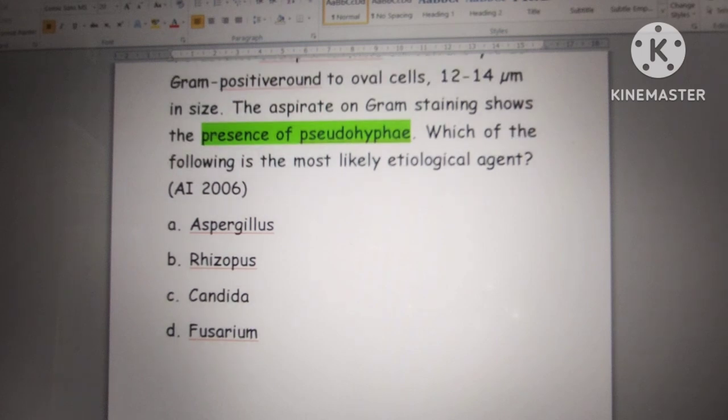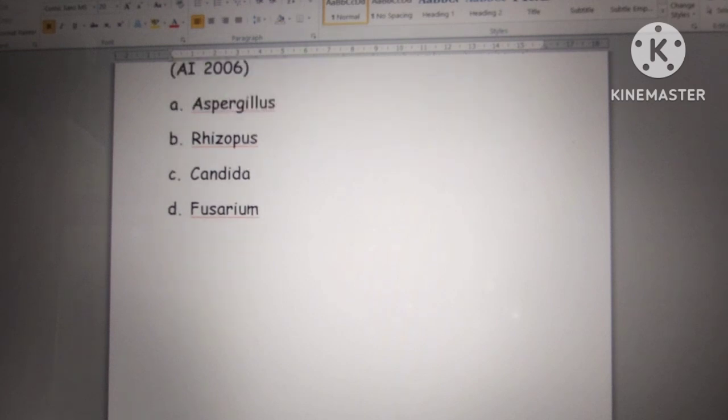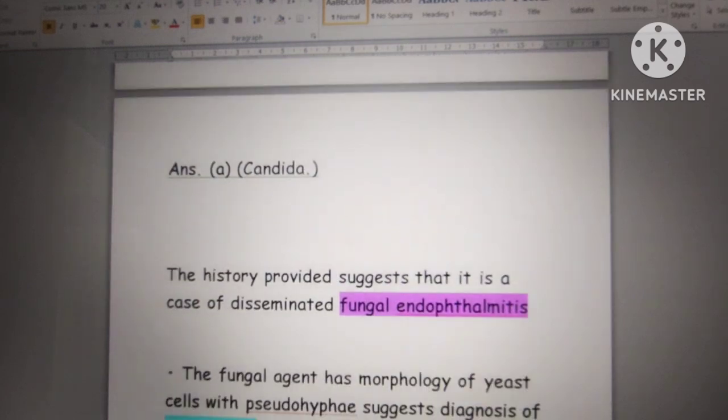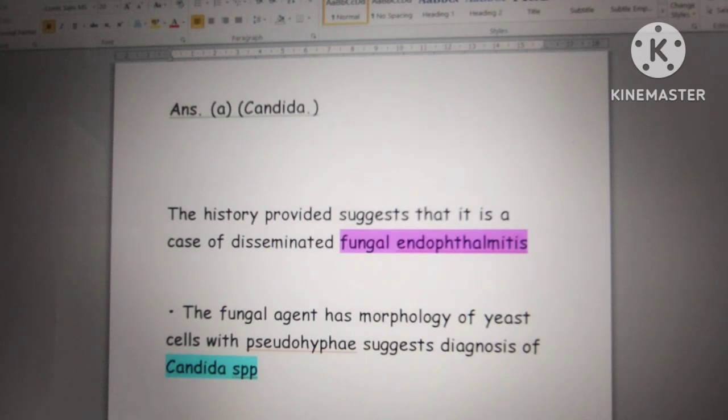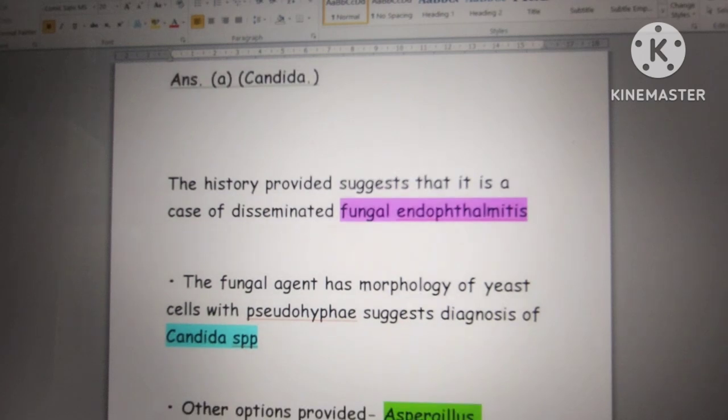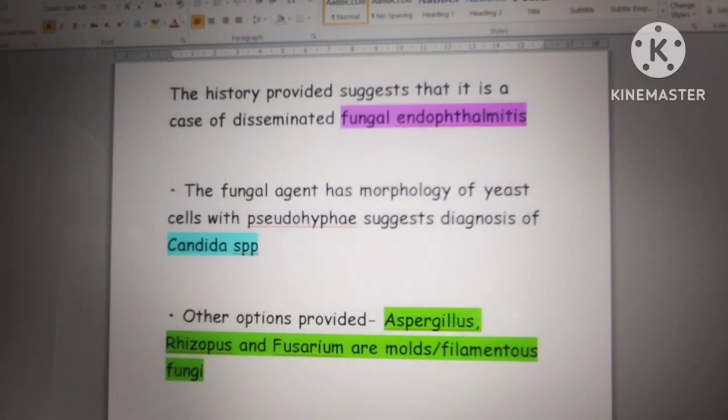Here, because of the pseudohyphae, the clear option is Candida. This history is mainly suggestive of fungal endophthalmitis, and the presence of yeast cells with pseudohyphae suggests Candida species. The others, Aspergillus, Rhizopus and Fusarium, are filamentous fungi or molds. Key points: Aspergillus has dichotomous branching and septate hyphae. Rhizopus has aseptate hyphae. Fusarium has sickle-shaped macroconidia, and there will also be a history of eye infections. So thank you, friends.